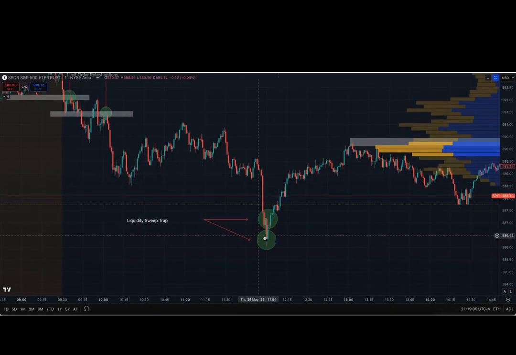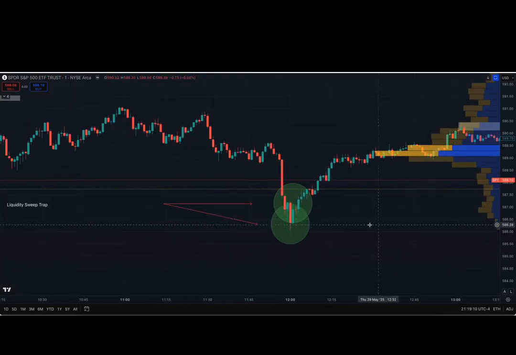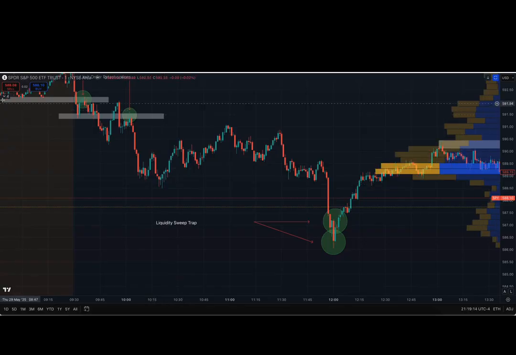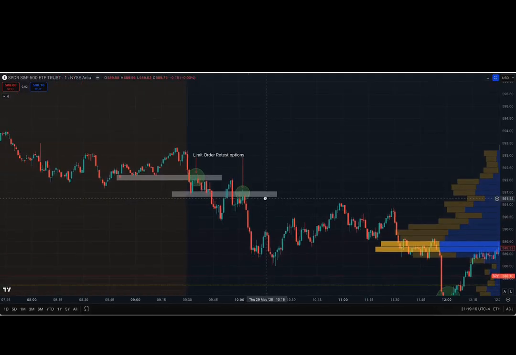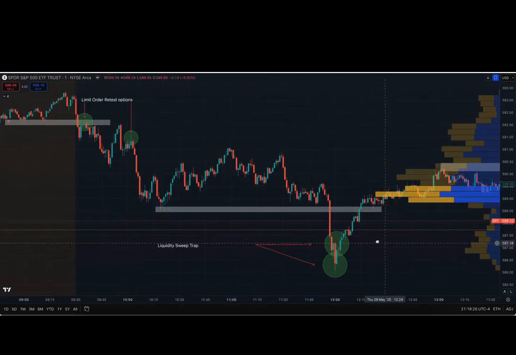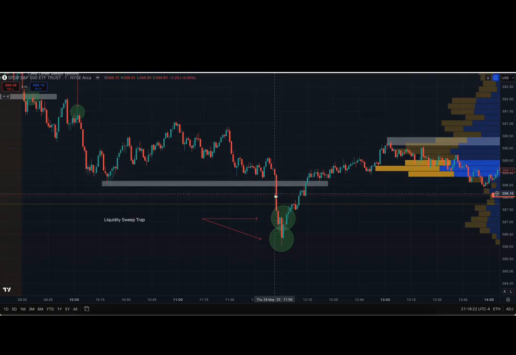Next, a liquidity sweep trap. That was the third one that we were talking about. You can see that price, this is the previous low of the day over here. I'm going to bring this down just so we can all see that. Price, huge liquidity sweep candle. It's come down very low, all the way down here.